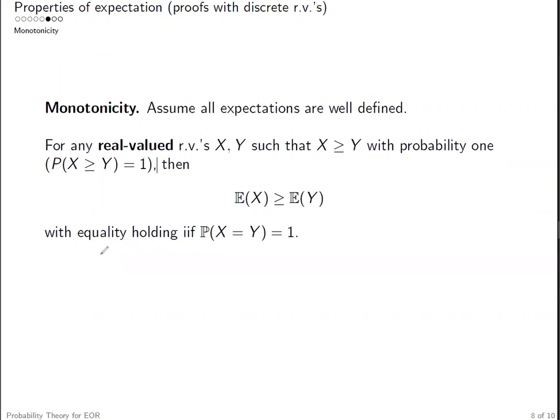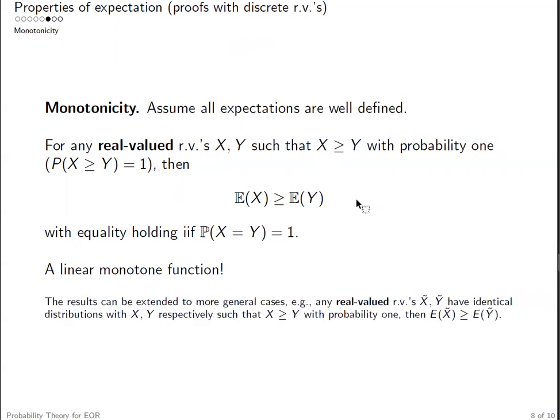And here, the equality will hold if the probability of X equal to Y is equal to 1. This is also very intuitive to understand. If those two random variables are equal to each other all the time, then their average values should also be equal to each other, right? So it's not only a linear but also a monotone function. If the argument increases, right, if X is larger or equal to Y, then the function value will also increase. The expected value of X will be larger than or equal to the expected value of Y.